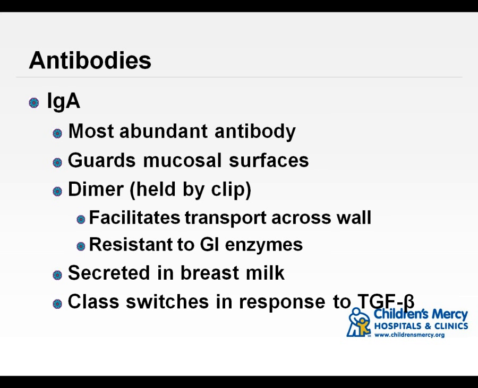which helps facilitate it across a wall for secretion, and it helps it become resistant to those GI enzymes, which are very, very good at, of course, breaking down proteins if you want it to, but IgA is quite resistant to that. IgA is also secreted in breast milk, not bound to anything. And IgM can class switch to IgA if it senses the cytokine TGF-beta.